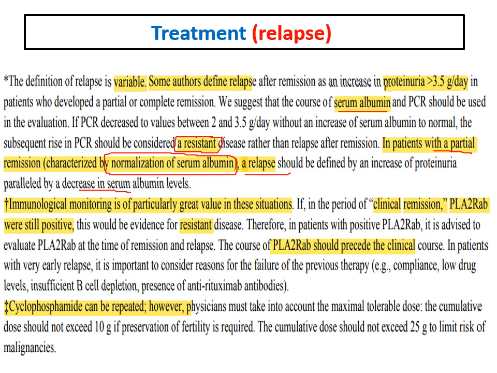So again, to differentiate between relapse and resistance: in resistant disease, there is no normalization of the serum albumin from the start. The proteinuria might decrease, but the serum albumin didn't normalize. But in a relapse, there was a remission before, with decrease in the proteinuria and normalization of the serum albumin. If after that there is deterioration in proteinuria and decrease in the serum albumin after being normalized before, this is a relapse. Immunological monitoring is very important.